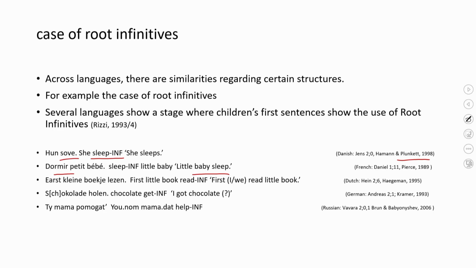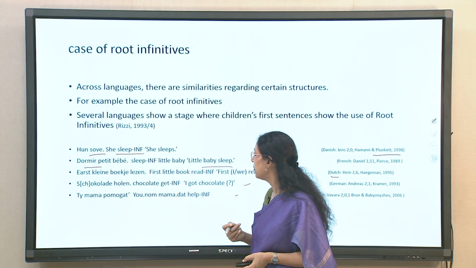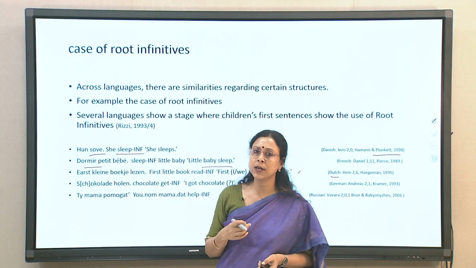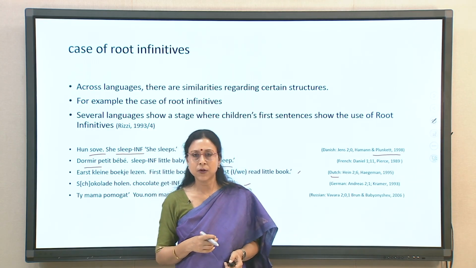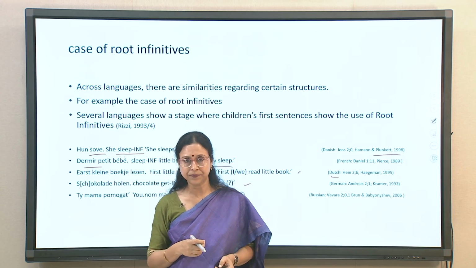Similar examples we also have from Dutch, from a child 2 years and 6 months of age, again the same kind of thing, and similarly from German and Russian. Many languages seem to have the same kind of structure, where children speaking in telegraphic speech, that is 2-word or 2 to 3-word sentences, use root infinitives very often. Root infinitives means the verb is used in its infinitive form, which is a root form.